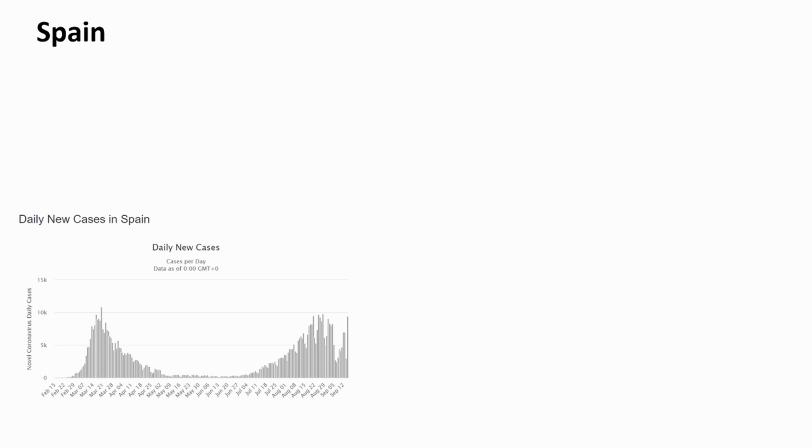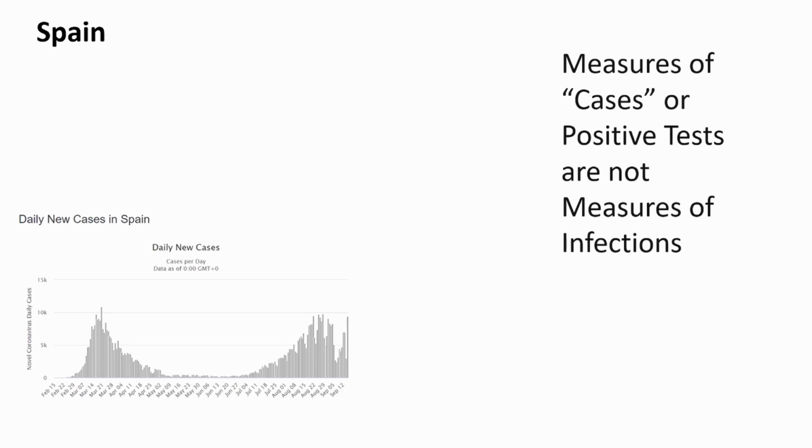But we keep hearing about second waves. Why? Generally, it's because of a misread of this graph and others, which receive a lot of media coverage. This is a graph of cases. Measures of cases, or positive tests, are not measures of infections. The data and how the data was collected on the left-hand side of this graph is different than the data and how the data was collected on the right-hand side of this graph.